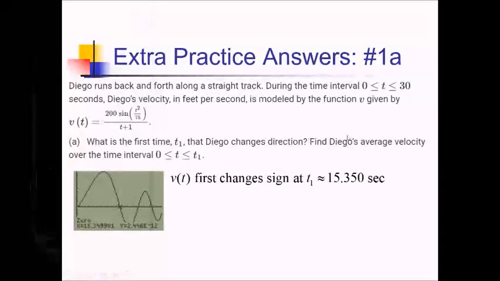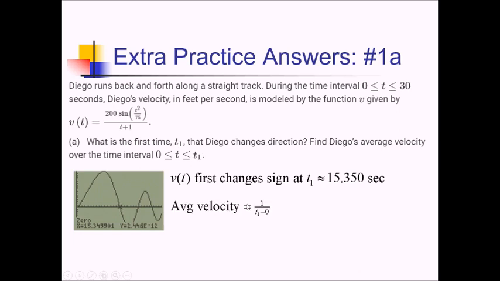So to find the average velocity over the interval from 0 to t1, I'm going to need an average value setup. So 1 over the interval length, 1 over t1 minus 0, times the integral from 0 to t1 of, and now average velocity, whatever we're averaging, we put inside the integral here. So I'm just going to put v of t dt in there. And now I'm actually going to run those numbers on my calculator.